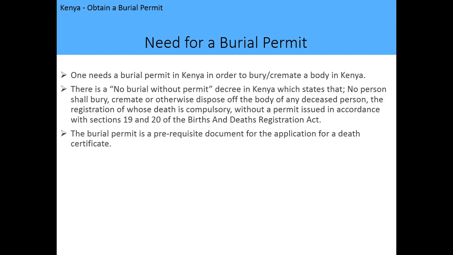The need for a burial permit. One needs a burial permit in Kenya in order to bury or cremate a body in Kenya. There is a no burial without permit decree in Kenya, which states that no person shall bury, cremate, or otherwise dispose of the body of any deceased person whose death registration is compulsory without a permit issued in accordance with Section 19 and 20 of the Birth and Deaths Registration Act of Kenya.